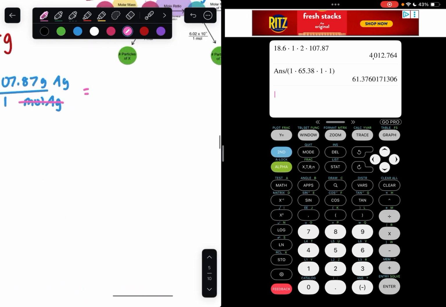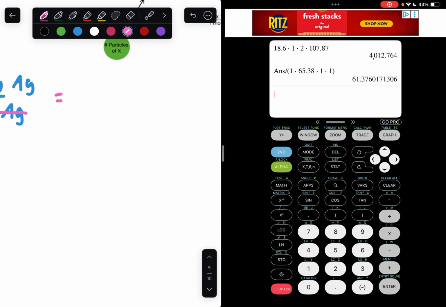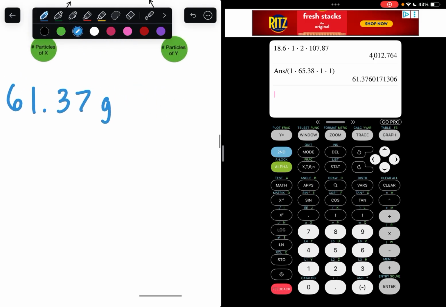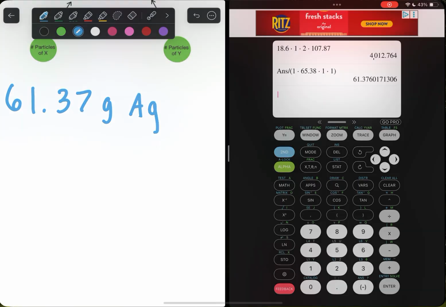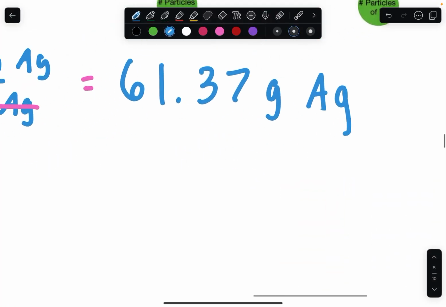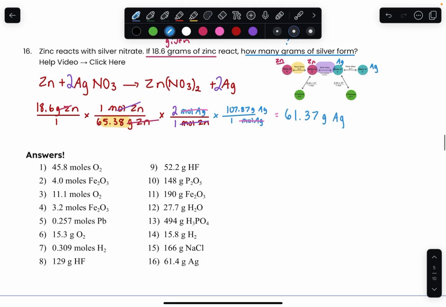And you get this answer of 61.3760171306, which is a bunch of decimals and all that stuff. I'm just going to record down the first 2 decimals, and we'll decide what to do with sig figs once I have this answer written here. Okay, so we have around 61.37 grams of silver. Now in this case, if you look at my answer key for number 16, it says 61.4. So it appears that you round this to 3 sig figs.